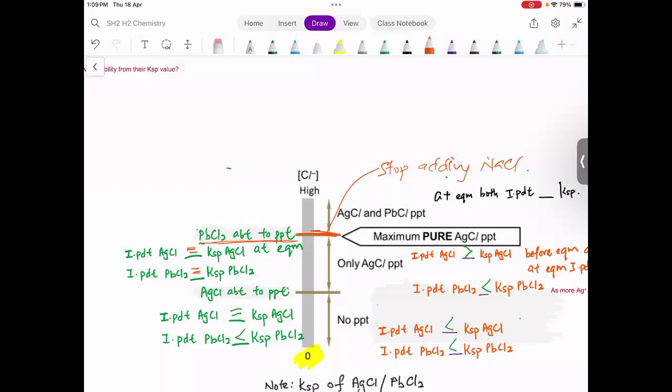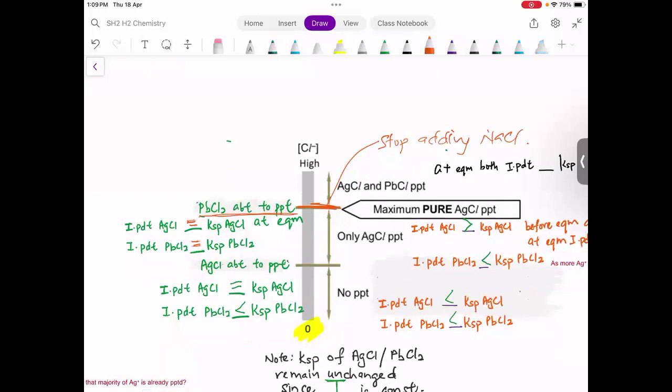So that is the maximum amount. Once you go beyond that, your lead chloride will precipitate also, and you don't want that to happen, because the idea here is to separate the two cations. You don't want both of them to be in solution. You want to separate them, one in solution, one in solid. If you go beyond this point, your lead chloride will become solid as well. Then you end up with a mixture again. Make sense? Okay.